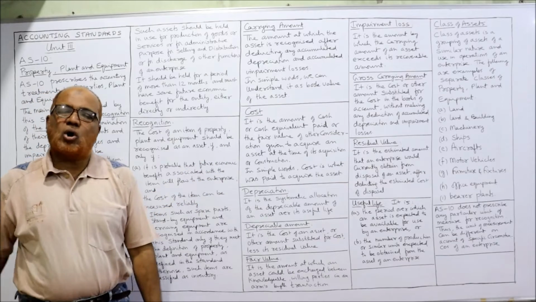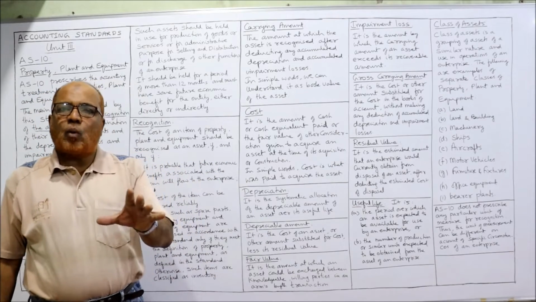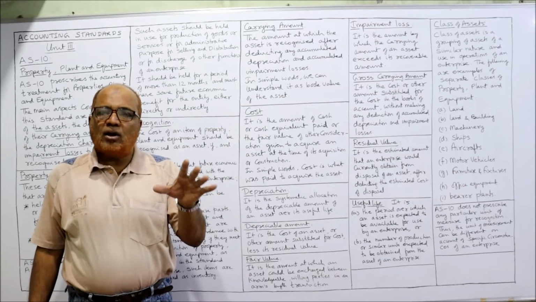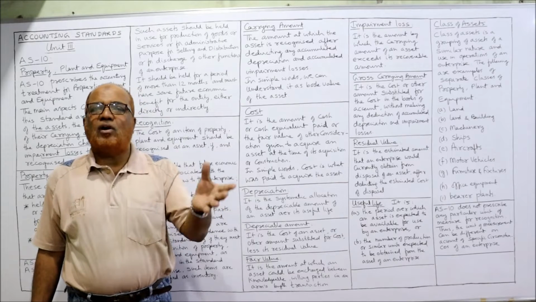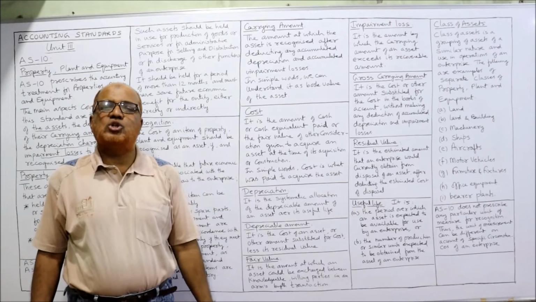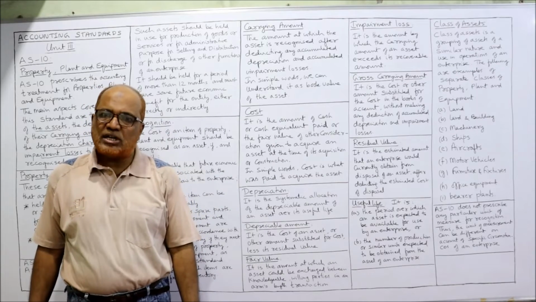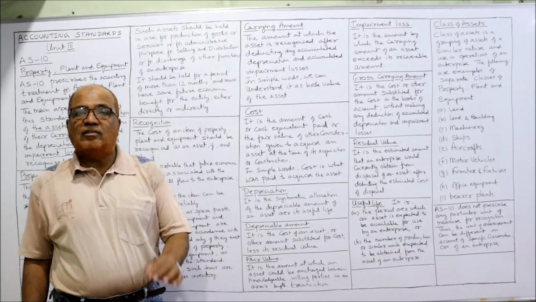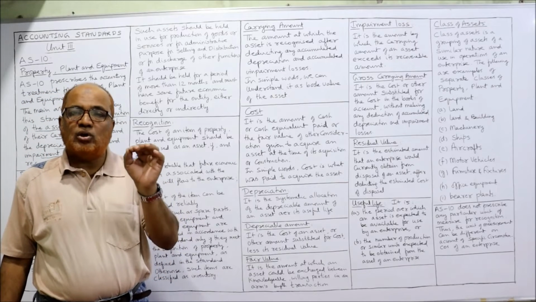Now next one is cost. We can provide the depreciation only when we know the cost. And the cost will be considered for recognizing the value to be shown in the financial statement. So what is the meaning of the term cost? Here specifically the wordings are given by AS 10, so you have to remember.